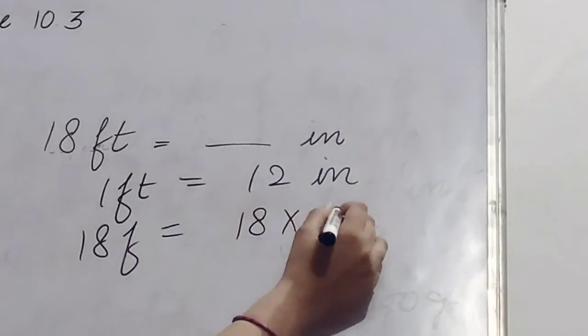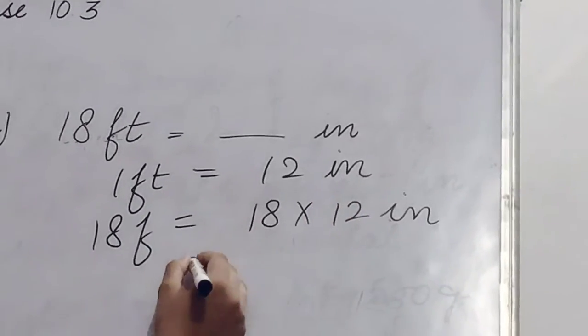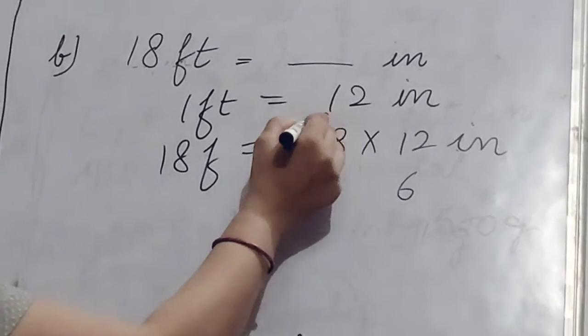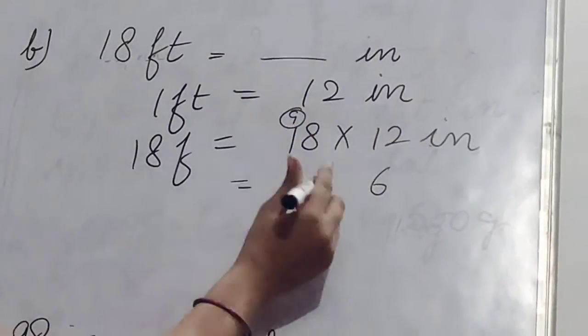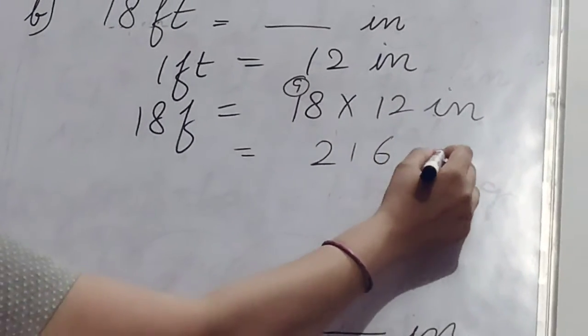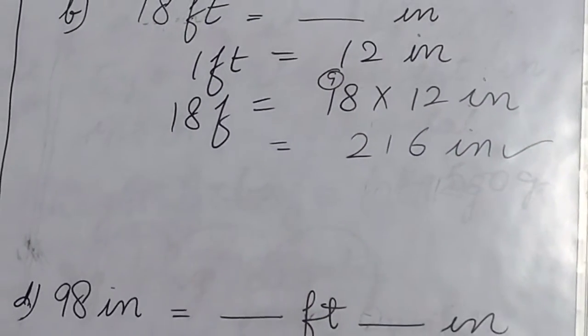18 into 12 inch. Do multiplication, 12 eights are 96. 9 carry, 12 into 12 plus 9. 12 and 9, 21, so 216 inches. That's your answer.